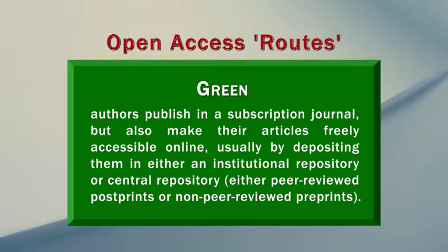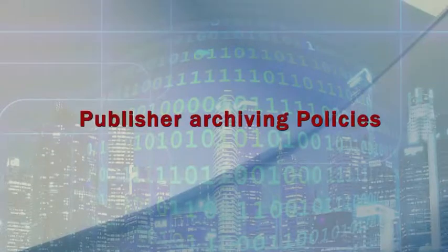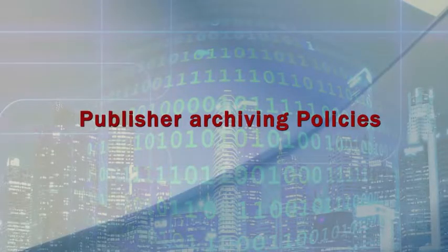There is another route, the green route, where authors publish in a subscription journal, but they also deposit their copy in the institutional repository, which is freely accessible to their users. Now, initially it was very difficult, while publishing your paper in a subscription journal, to keep it in the public domain so that people can access it freely. But because of the stress on and promotion of the open access culture globally, publishers have changed colors.